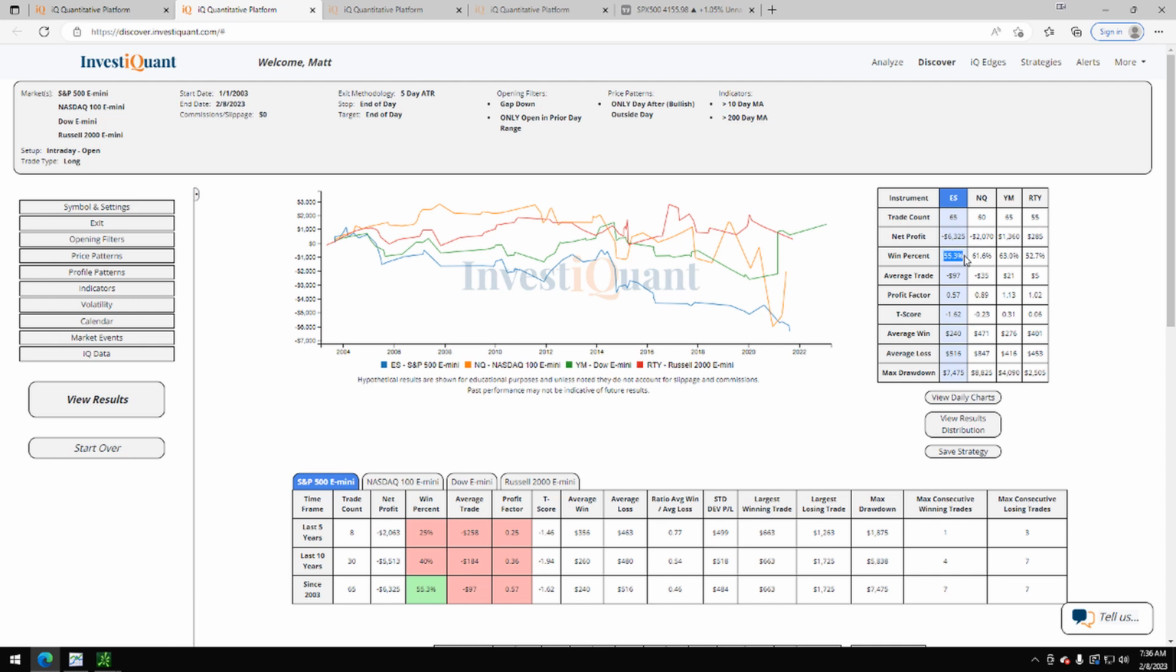If we look at the win rates on them, they're all slightly favored. S&P coming in 55% of these closing above the opening print for the day. For the NASDAQ, it is 62%. For the Dow, 63%. For the Russell, 53%.